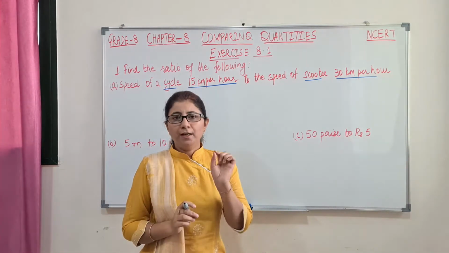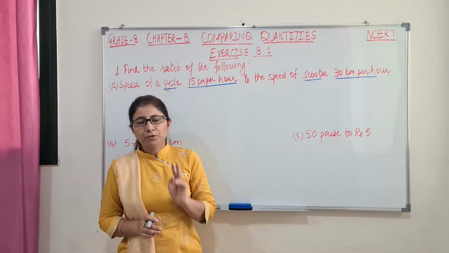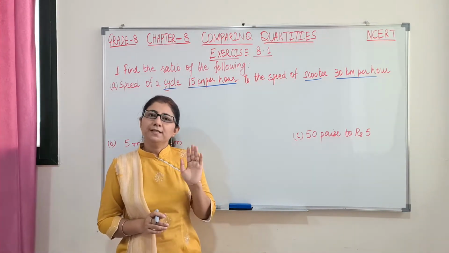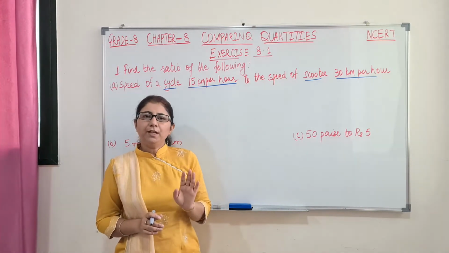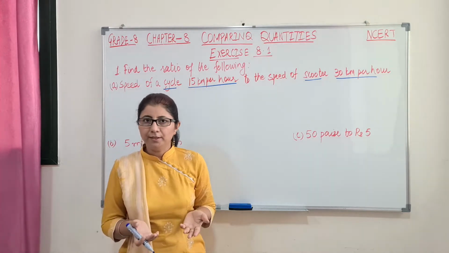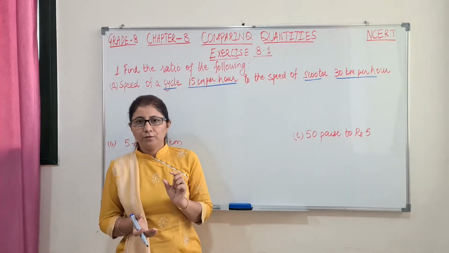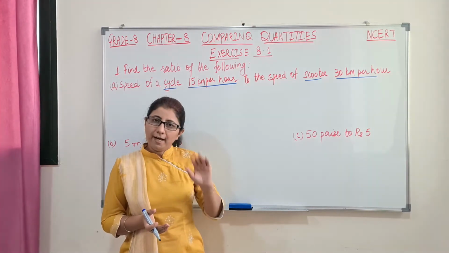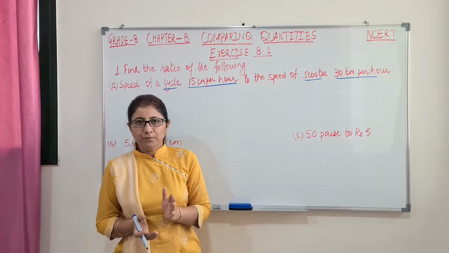But first thing I want to tell you is that please make sure that both quantities whose ratio is to be found have the same units. If they are same, directly divide them. If they are not same, first make them same and then you can divide them. So units are very important in case of ratios. Units have to be same. If they are not same, we will first make them same.